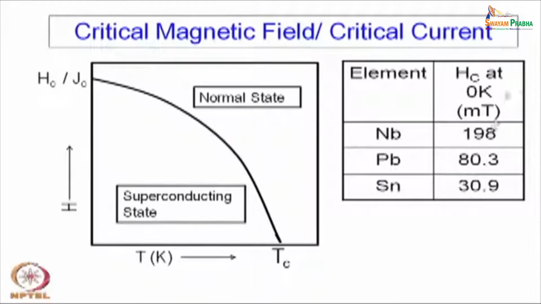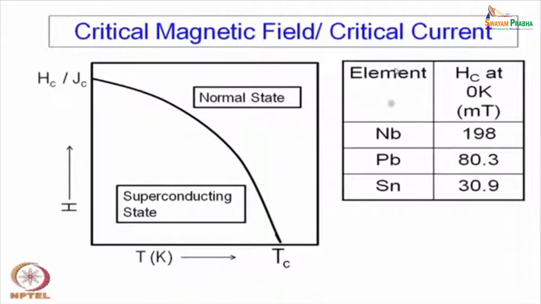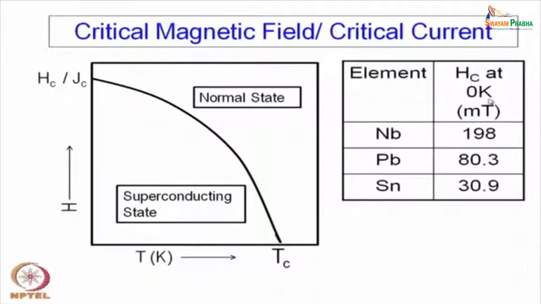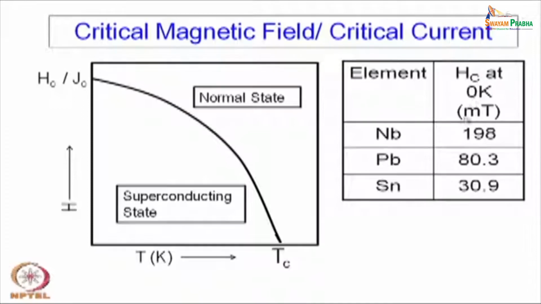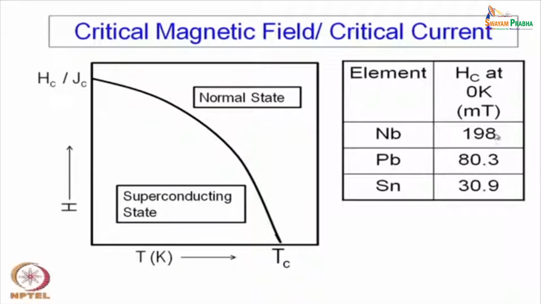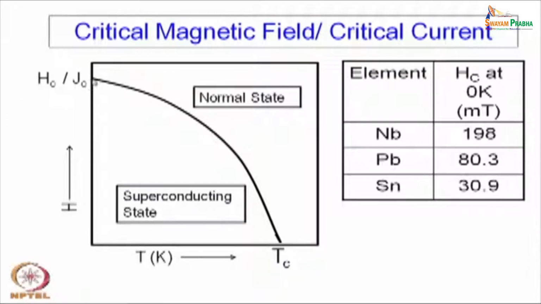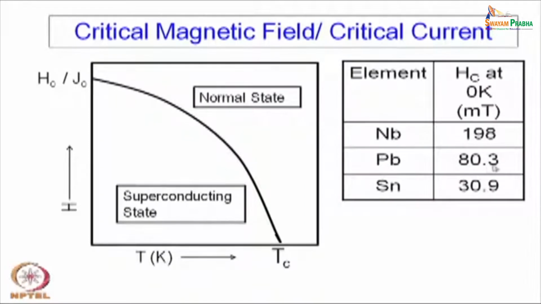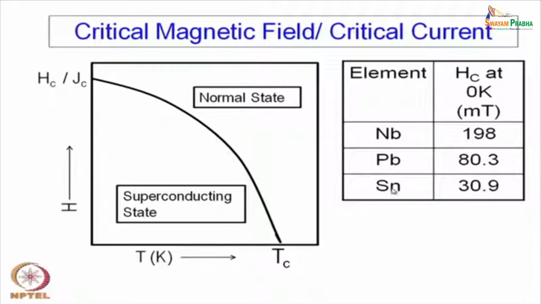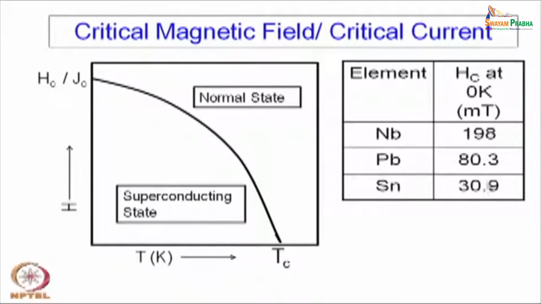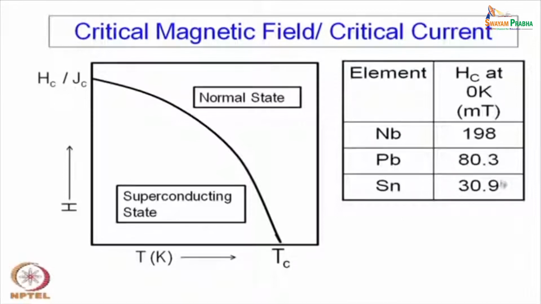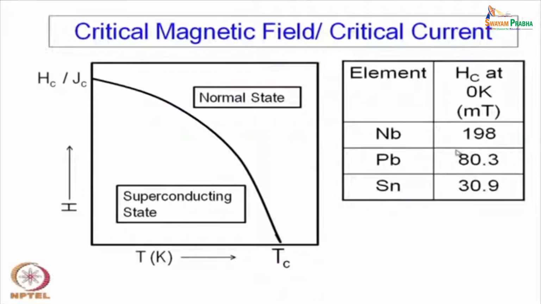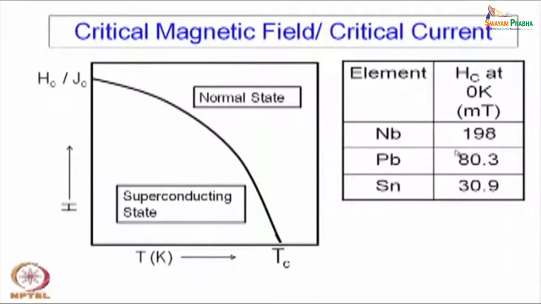These are some of the values of critical field in low temperature superconductors. For example, niobium, Hc at 0 degree Kelvin is about 198 millitesla. Lead is about 80.3 millitesla and tin is about 30.9 millitesla. So, for different materials these Hc values are different. If you exceed this particular value, the material becomes non-superconductor irrespective of the temperature.